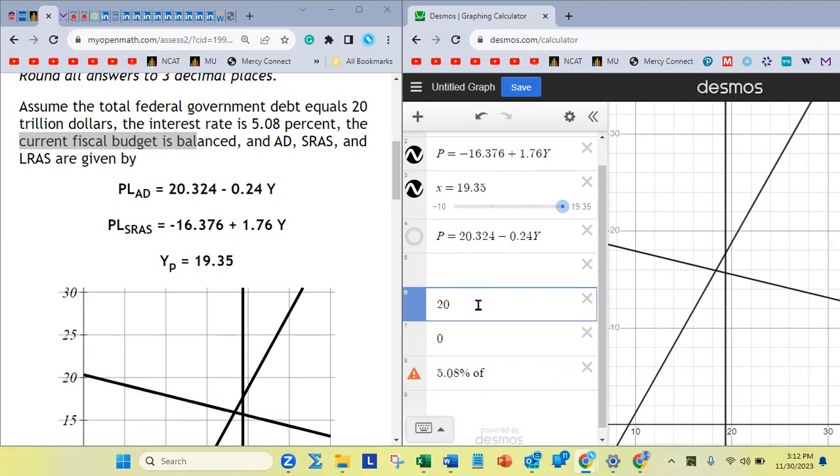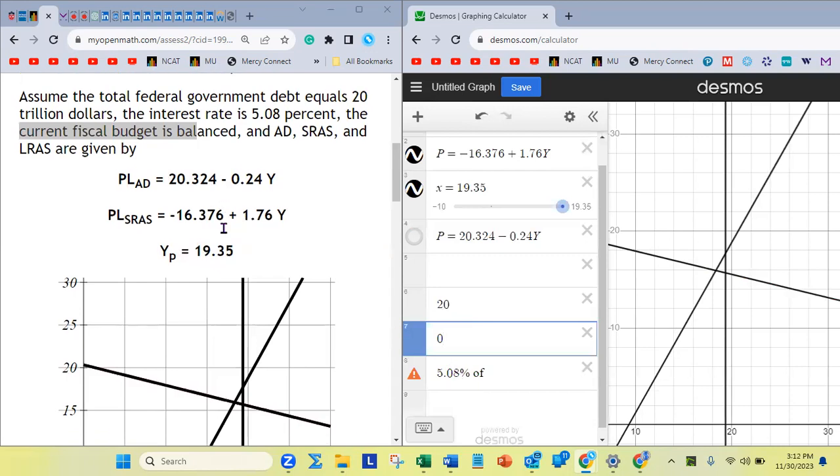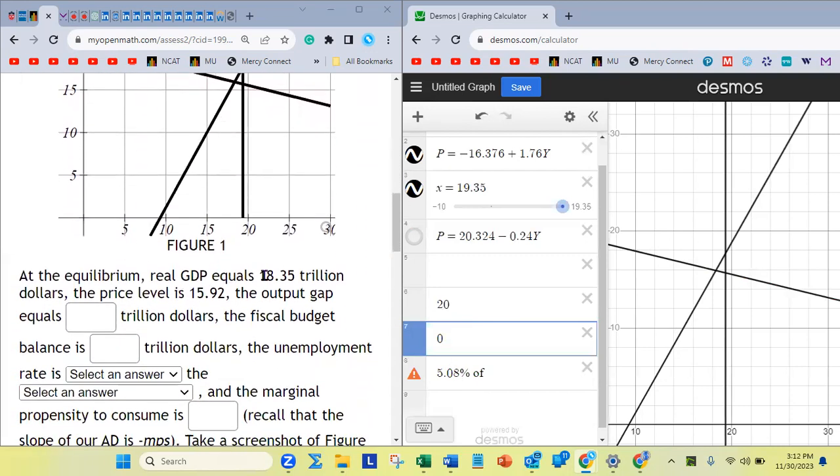So this represents total national debt accumulated through history. This is the addition to the national debt. Because the budget is balanced, we don't add anything to the national debt. And this down here is the percent interest rate. Okay. Now down here, I give you the real GDP levels, 18.35 trillion, right?